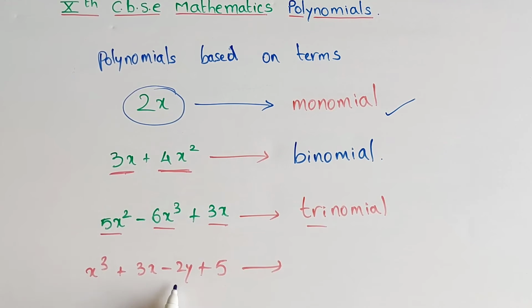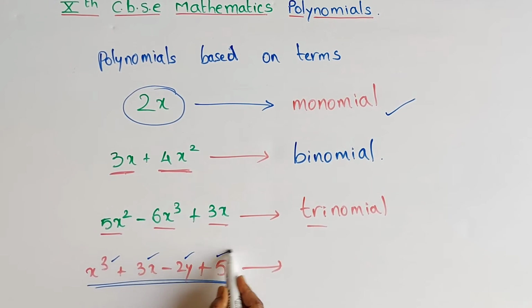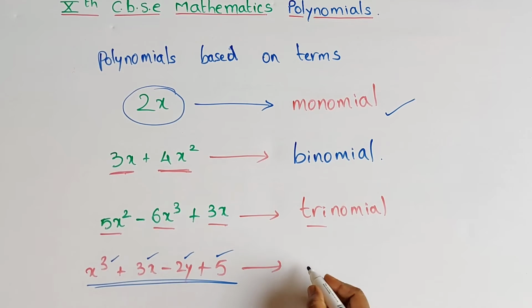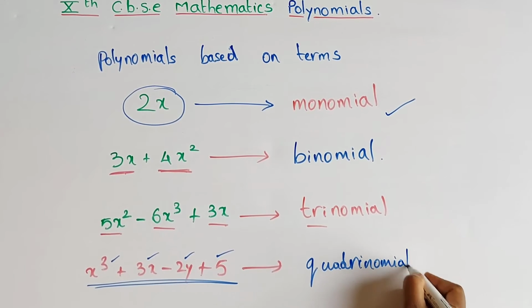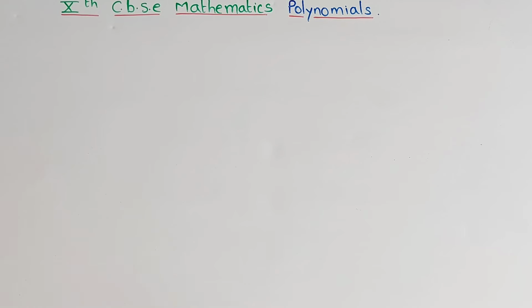x cube plus 3x minus 2y plus 5. Can I say this one is a trinomial? No, right? Because here we have 1, 2, 3, 4 terms. 4 terms, we call it a quadrinomial.